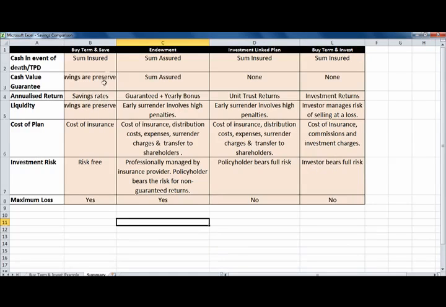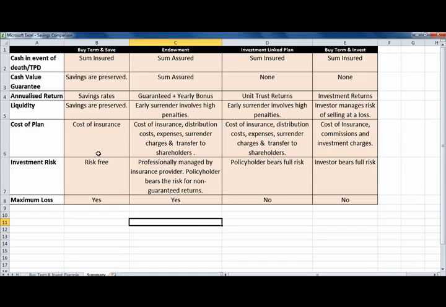Let's summarize. All four alternatives satisfy James' desire to have a specified amount given in the event of his death or total permanent disability. The first two guarantee a cash value at the end of the 20-year term. The returns are based on savings rates for the first option, guaranteed and bonuses for endowment plans, and market returns on his portfolio for the last two options.